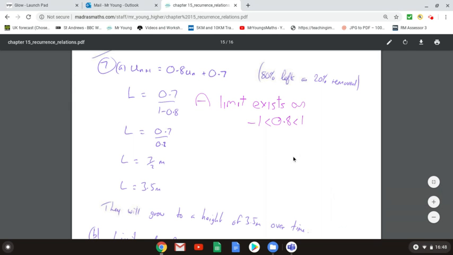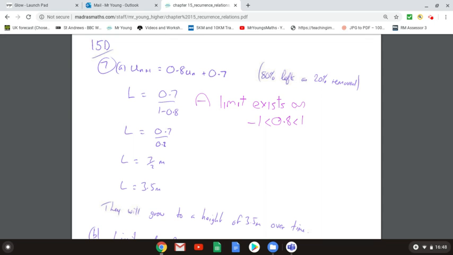Hi guys, Higher Maths Recurrence Relations Exercise 15D, looking at the limit of a sequence. Question 7. A gardener plants a number of fast-growing trees between his and his neighbour's garden. The trees are expected to grow 0.7 metres taller each year. The gardener decides to trim the top 20% off the height of the trees at the start of every year. Part A, to what height will the trees grow in the long run?